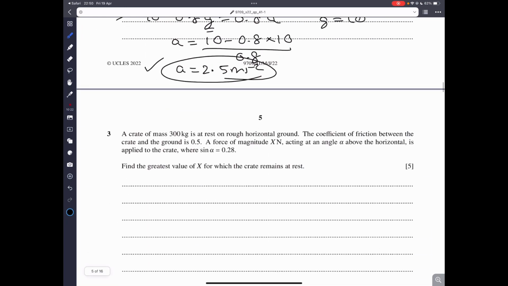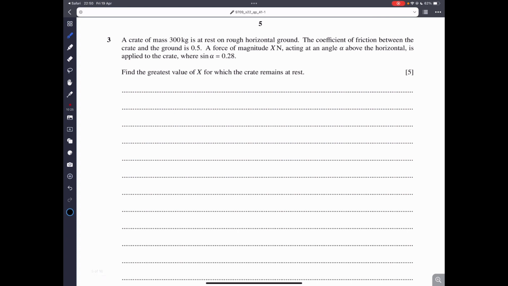Okay, question number 3. A crate of mass 300 kilograms is at rest on a rough horizontal ground. The coefficient of friction between the crate and the ground is 0.5. A force of magnitude x acting at an angle alpha above the horizontal is applied to the crate, where sine alpha is equal to 0.28. Find the greatest value for x for which the crate remains at rest.